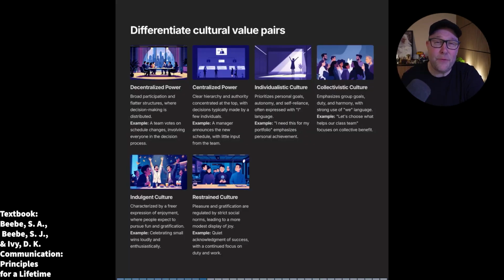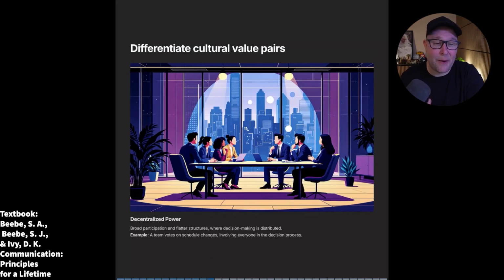How can we differentiate between cultural value pairs? Decentralized versus centralized power. Individualistic versus collectivistic culture. Indulgent versus restrained culture. Decentralized power is where we have broad participation and flatter structures, where decision making is distributed. For example, a team votes on schedule changes involving everyone in the decision-making process.